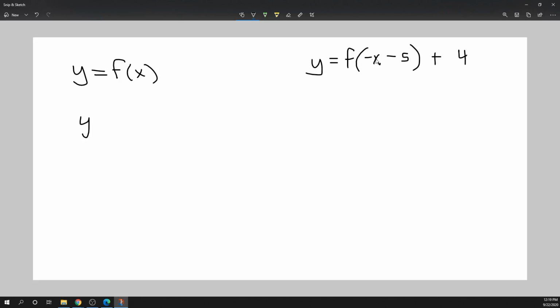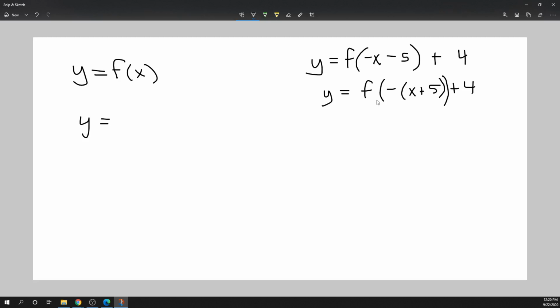Now, this one is a little bit tricky because you can see I have a minus x and a minus 5 right there. So if they're both negative like that, I kind of prefer to factor out that negative. If I factor out that negative, then I have this, minus x plus 5, and then plus 4. I need an extra parenthesis like that.